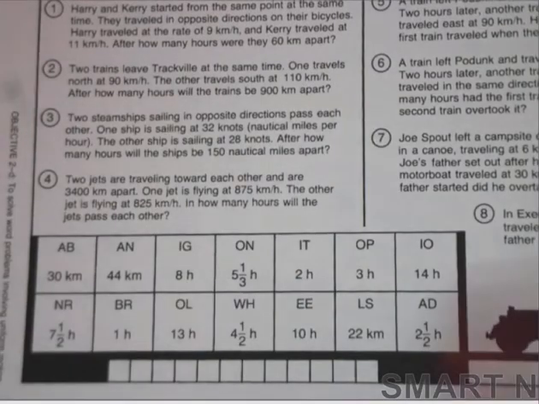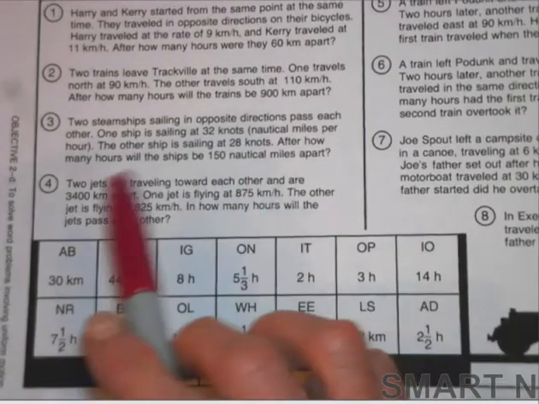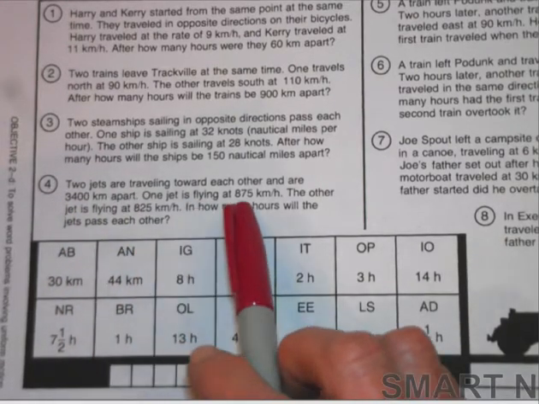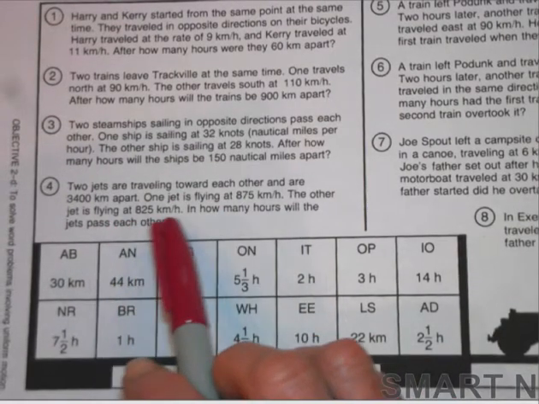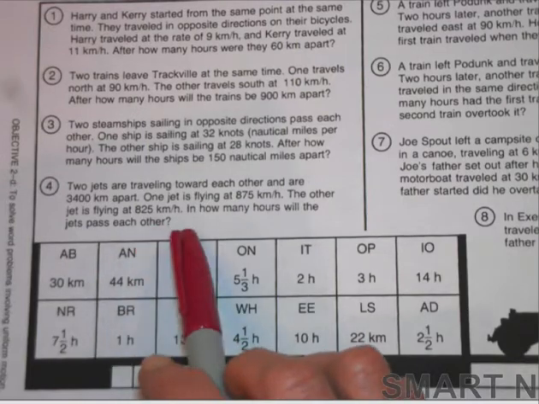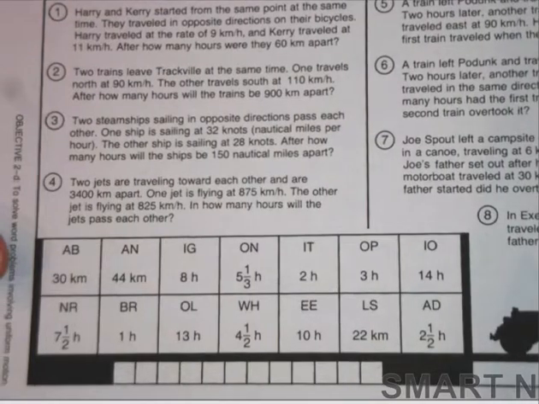So problem number 4, you have two jets traveling toward each other, and they are 3,400 kilometers apart. One jet is flying at 875 kilometers per hour, the other 825 kilometers per hour. In how many hours will the jets pass each other? And I don't think we had a problem like this in the other problem sets, so I've chosen to do this one with you on the video.